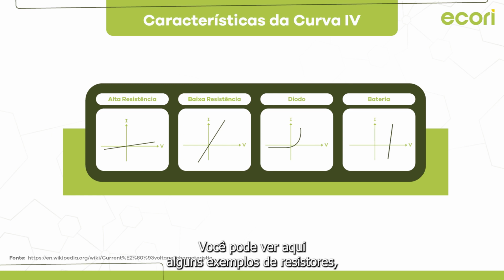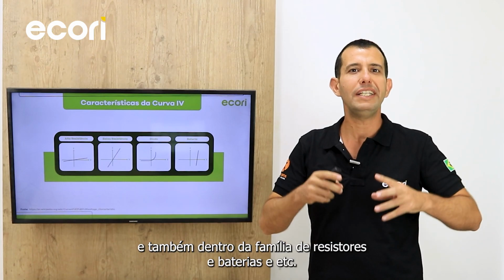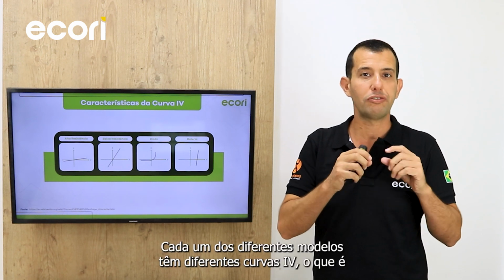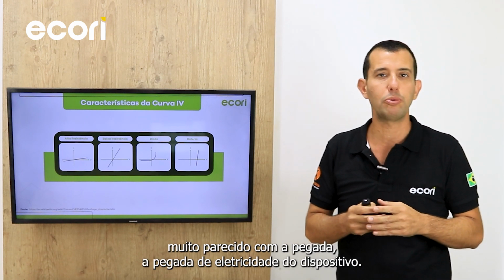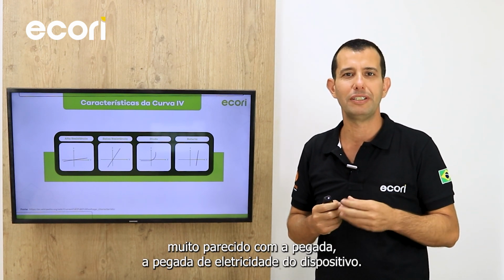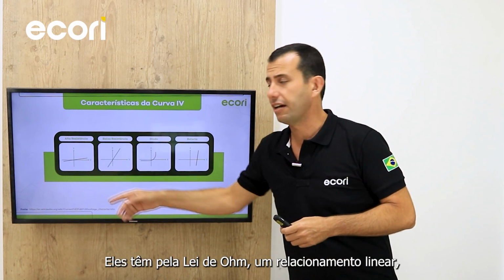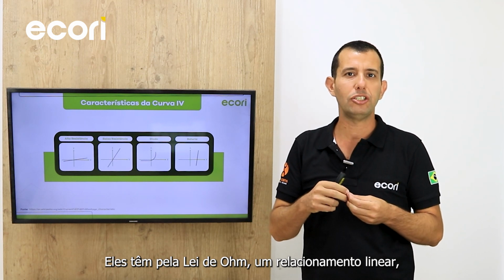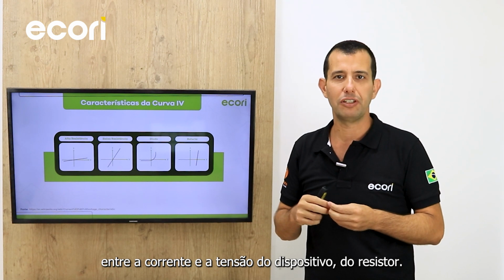We can see here some examples of resistors, a diode, a battery. Each one has its own IV curve, and also within the family of resistors and batteries, etc., each of the different models have different IV curves, which is pretty much like the footprint, the electricity footprint of the device. You can see a resistor, they have Ohm's law, linear relationship between the current and the voltage of the device, of the resistor.